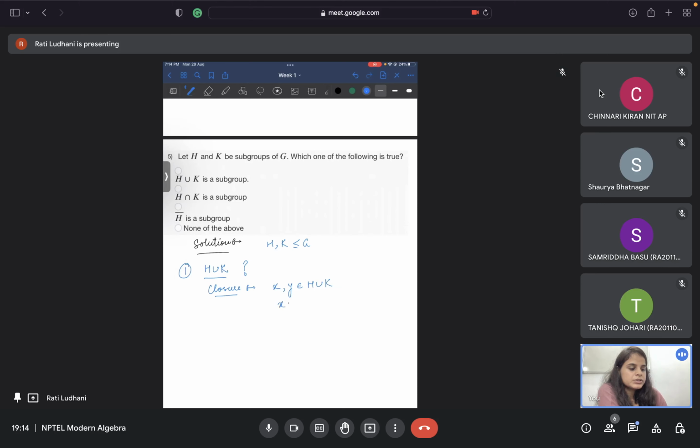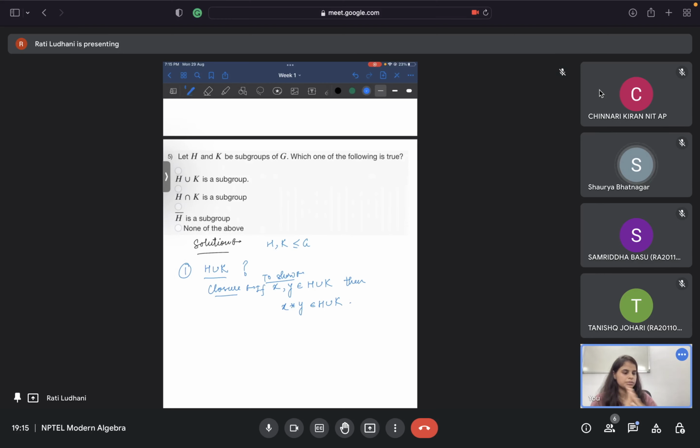then x star y, there could be any operation, should belong to H union K. You need to show that if x and y belong to H union K, then x star y is in H union K. Will it always be true? No, it's true when both elements belong to H or both to K, but when one belongs to H and another belongs to K, it might not be possible. Exactly. So just think of some example in this case.